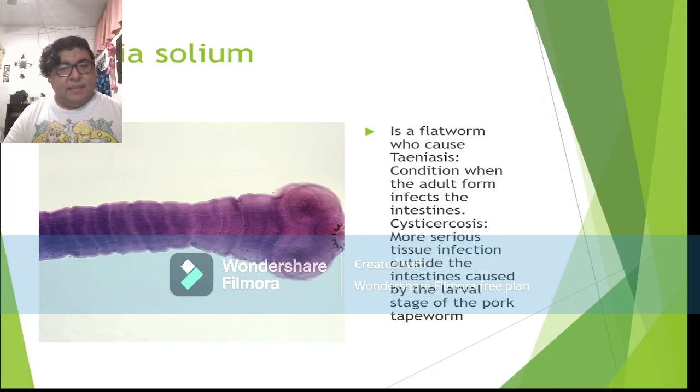Taenia solium is a flatworm that causes taeniasis, a condition when the adult form infects the intestines, and cysticercosis, more serious tissue infections outside the intestines caused by the larval stage of the pork tapeworm.